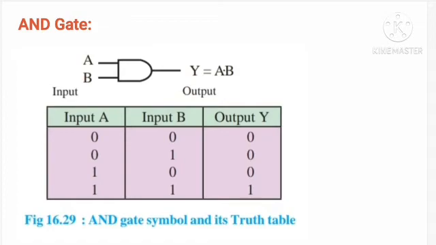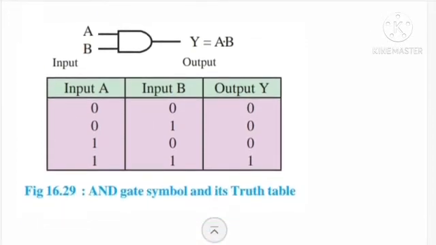If any of the inputs of the AND gate is high, then we will get output as 0. Okay, so this is how the AND gate is studied.